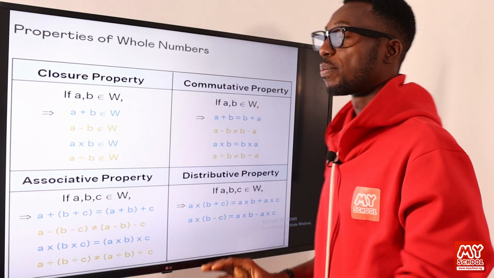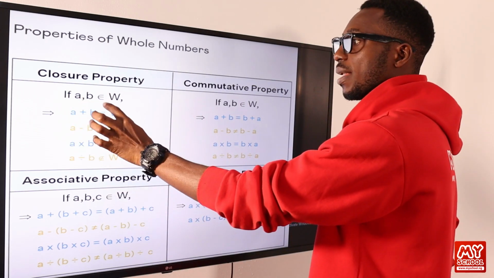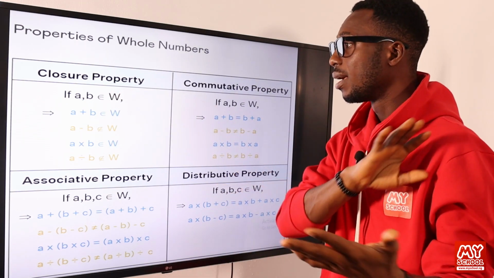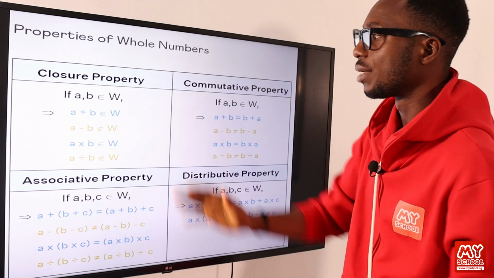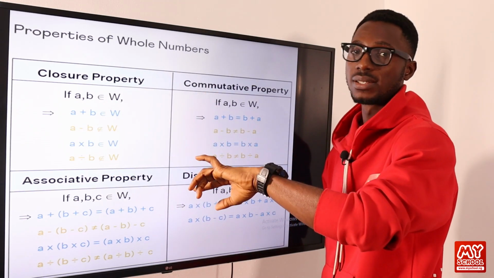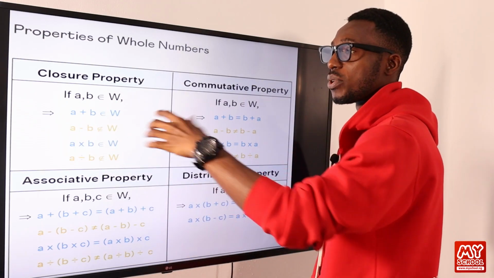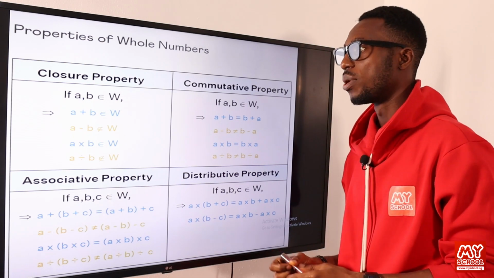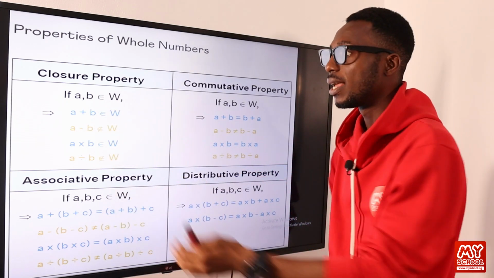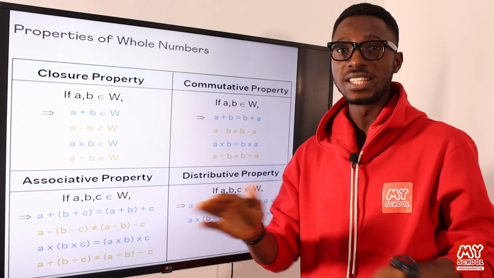Let's look at some of the properties quickly. We have the closure property. If A and B are members of whole numbers, such as 0, 1, 2, 3, up to 10, then we have A plus B. For instance, let's take A to be 4 and B to be 3. So 4 plus 3 gives us 7. Imagine that A is 3 and B is 4. So 3 plus 4 gives us 7. We can see that under closure property, addition is closed.